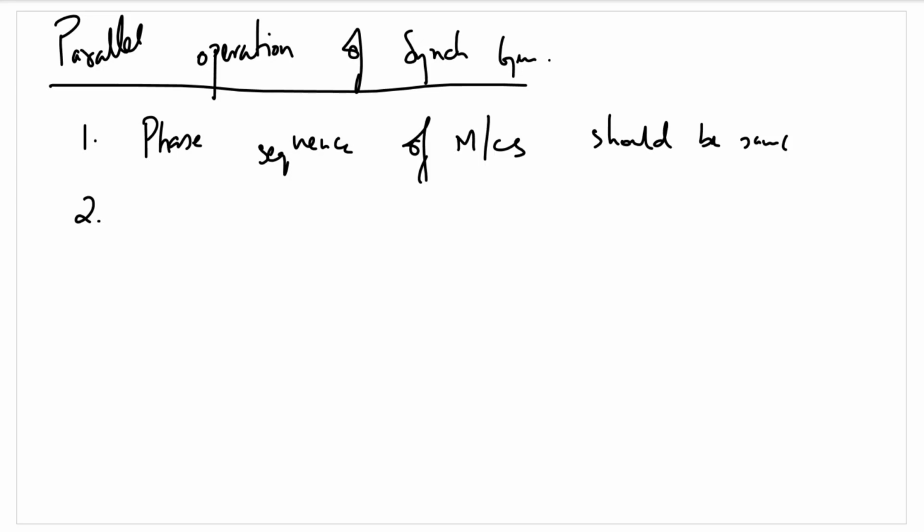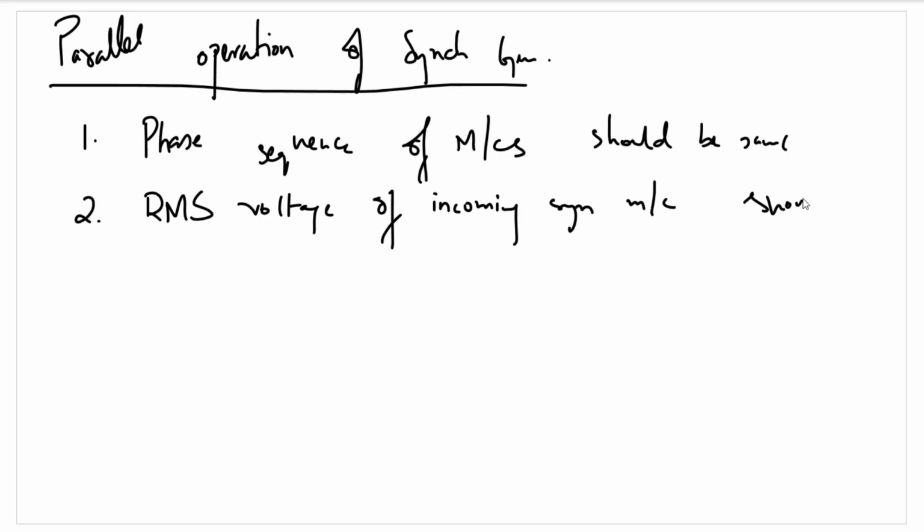Second, the RMS line voltage of the incoming synchronous machine that we are putting in parallel with another machine should match the bus bar voltage, or the synchronous machine that's already available there should have the same RMS voltage.